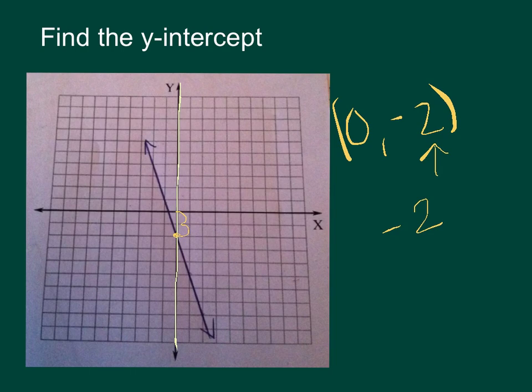The y-intercept in equations is also called b, and the slope is called the letter m. I don't know why they chose m instead of s, but we will never know.